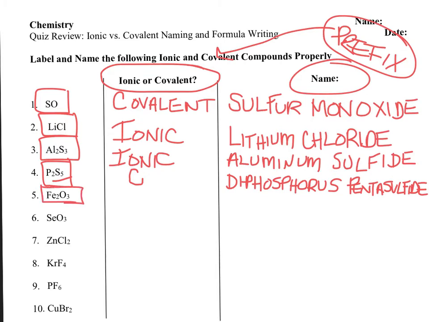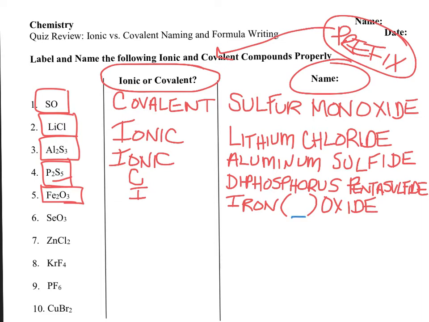Next up, Fe2O3. Fe is iron, so if there's a metal, it's got to be ionic. Now here's the deal. When I look up iron on the ion sheet, I notice that there's more than one charge. So that means my iron is going to have a Roman numeral in parentheses. My oxygen, even though there's 3, it's just ionic, so I'm just going to call it oxide, not trioxide. But the question is, what is that Roman numeral going to be?